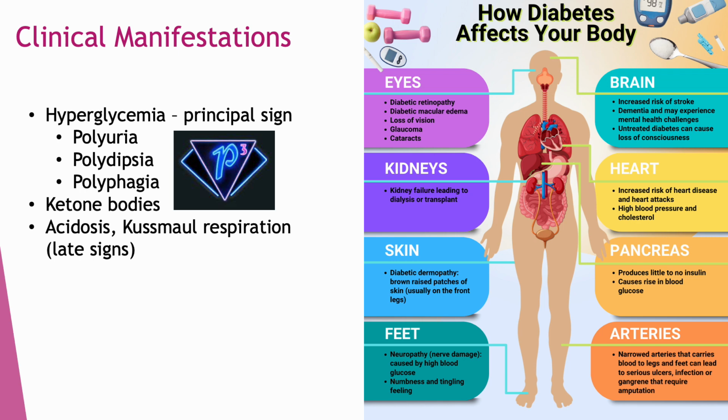Now, because the body is going to try to use fat for energy instead of glucose, because obviously it can't use glucose if it's not in the cell, it's going to attempt to use fat instead. So it's going to break down that fat and form it into what we call ketone bodies. Now those are acidic. So one way your body tries to get rid of that acid is by increasing respiration. So if you're tachypneic, you're going to blow off that CO2, which is acidic. That's what we call Kussmaul respirations, and we'll talk more about that in our next slide.